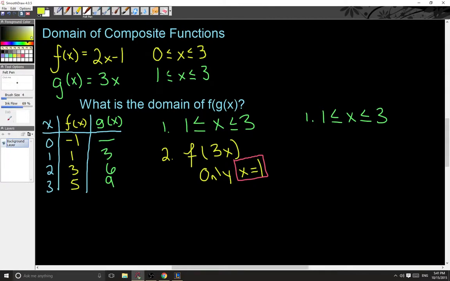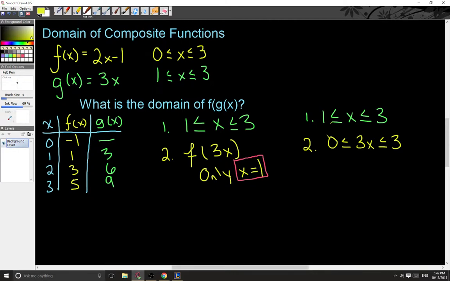But to algebraically go about it, what we want to say is, okay, we want to know basically, for the domain of f of x, what values of 3x still give us legal values. So when we plug in 3x for x, like we do here, what are legal values that'll still work?